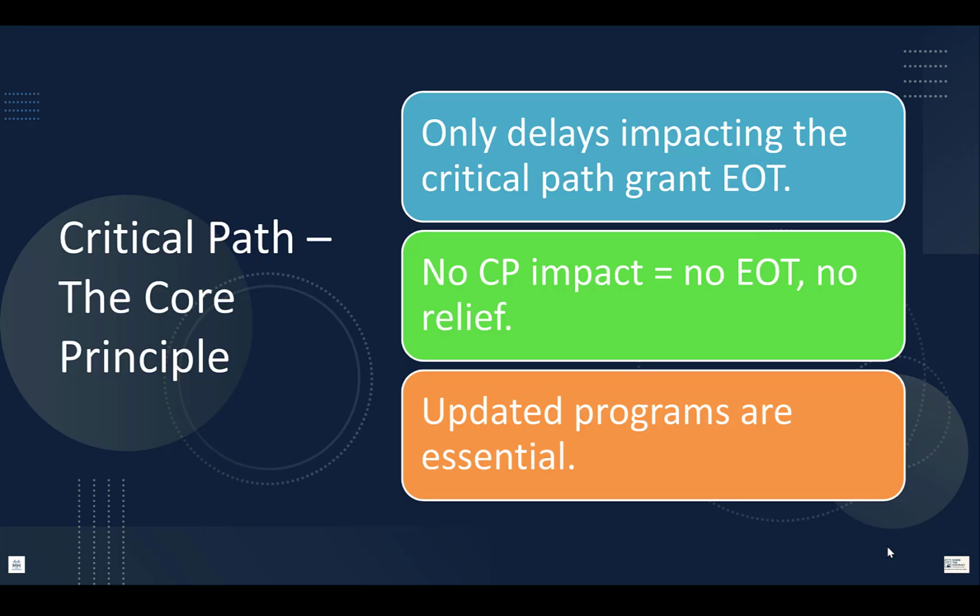Okay? FIDIC requires proof that the delay affects the time for completion. Reference is made to subclause 8.5. In practice, this is demonstrated by critical path analysis. A good reference is the guidance of the SCL protocol and the AACE standards, as examples. If it did not touch the critical path, no EOT, no relief from delay damages. This is why poorly maintained programs destroy claims. Okay, guys, keep this in mind. Updated and well-maintained programs.